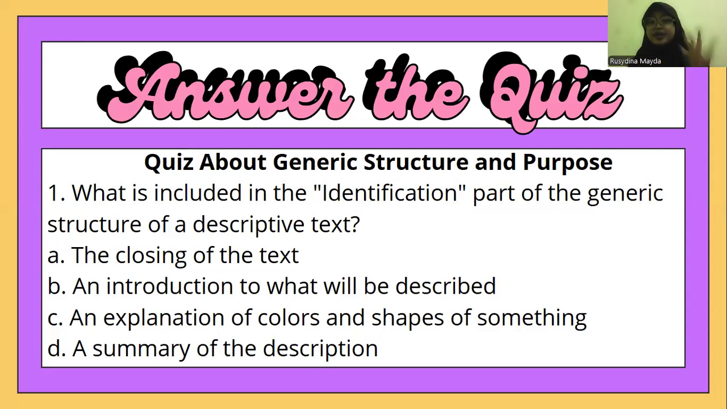Okay, now I will give you the quiz about generic structure and purpose. The first question is, what is included in the identification part of the generic structure of a descriptive text? A. A classification of text. B. An introduction to what will be described. C. An explanation of colors and shapes of something. And D. A summary of the descriptive text.